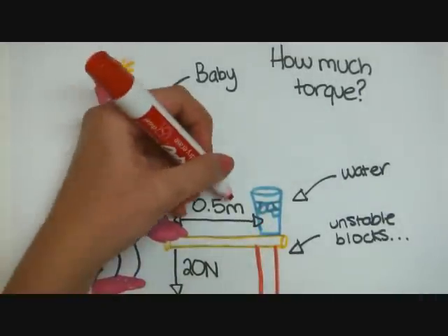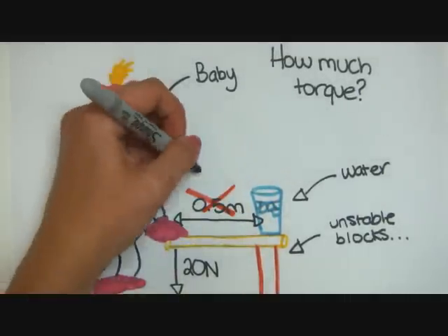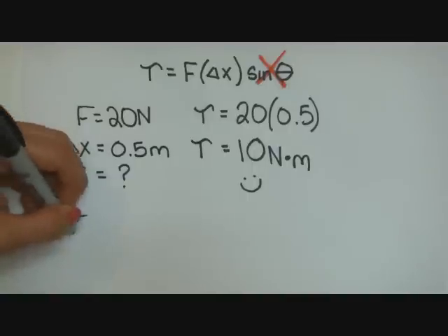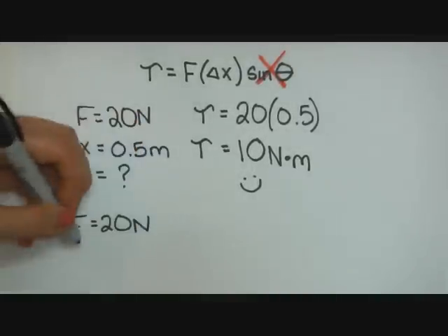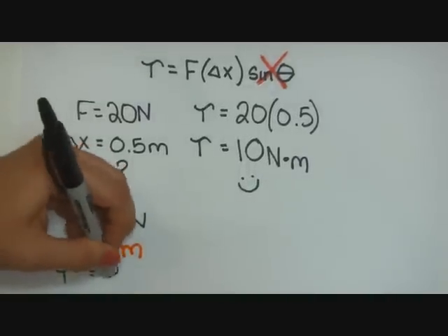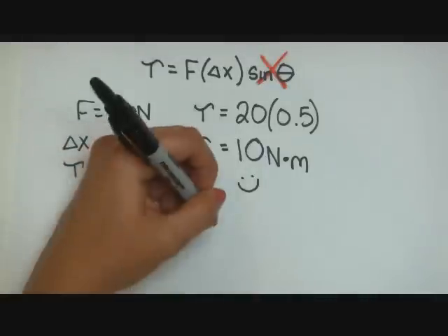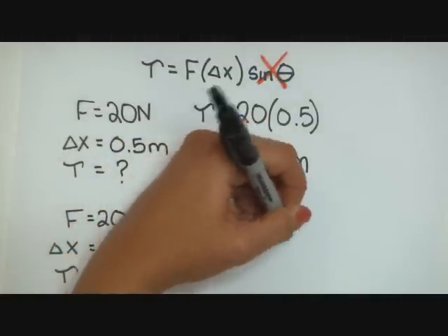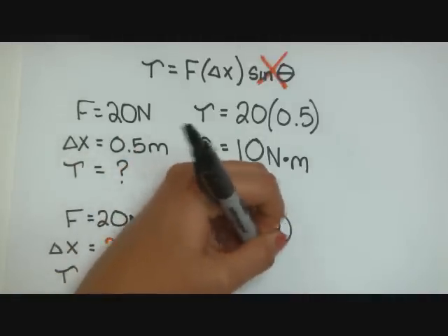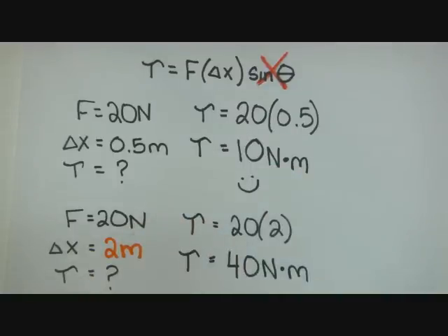Now let's say that instead of 0.5 meters, the block is 2 meters long. Your equation would stay the same, and force would still be 20 newtons, however, the length would be 2 meters. And you still solve for torque. So now your equation is torque equals 20 times 2, giving you the answer of 40 newton meters, which is 4 times the original answer, just as the length is 4 times.